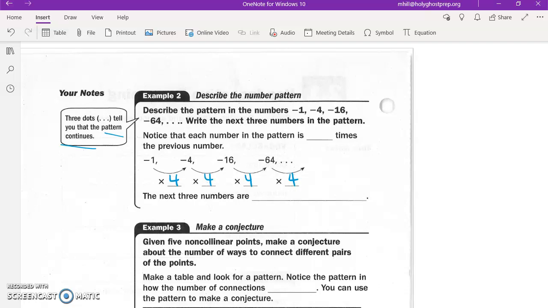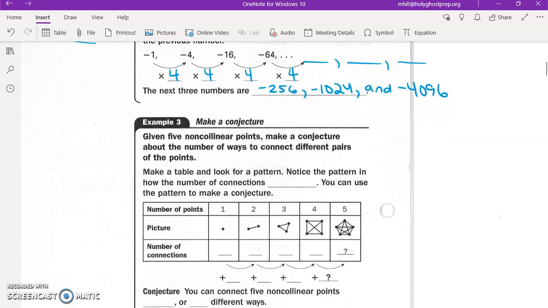So take a minute and I want you to multiply negative 64 by 4 and get the first one. Multiply by 4 again and get the next one. And then multiply by 4 and get the next one. So we were finding 3 numbers here. Hit pause and find what the next 3 numbers of your pattern would be. If you said negative 256, negative 1024, and negative 4096, you are correct.